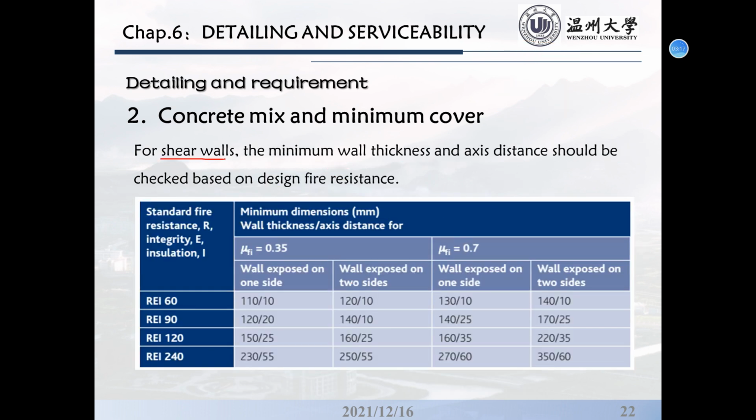Yeah, for the shear wall. Shear wall is another type of support for the beam. We have not mentioned it in the frame structure, but it's also an important structure member. For the shear wall, the wall thickness, just like the covers, right? And X should be checked based on this fire resistance.